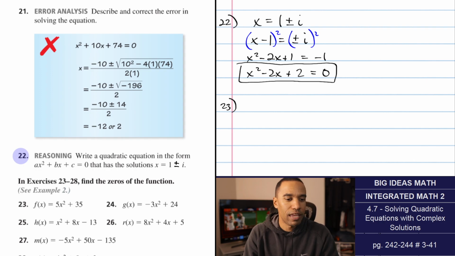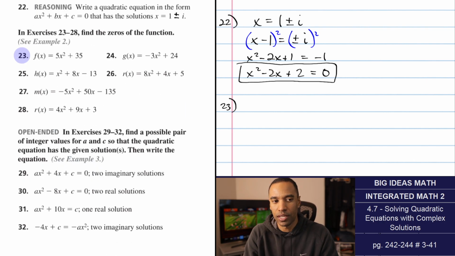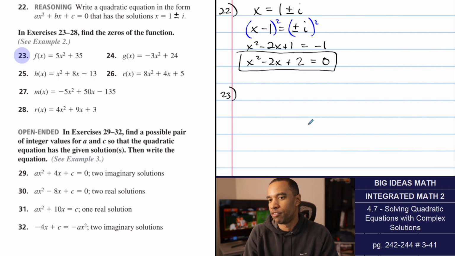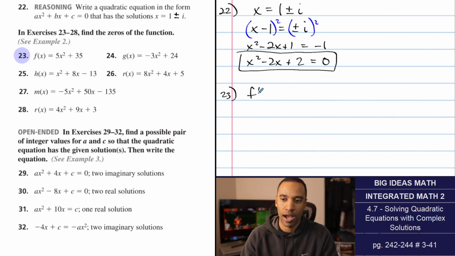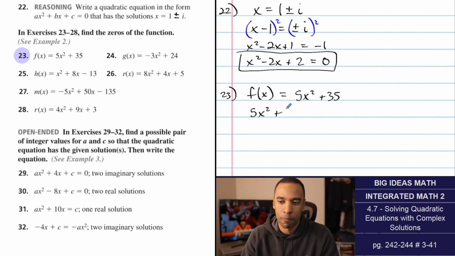All right, numbers 23 to 28, find the zeros of the function. These should be no different than what we did on numbers 7 through 20, with the exception of the very first step, which is where we have to set the y portion, the f of x, the g of x, all that, equal to 0. Everything else should be the same. They do not tell us or ask us to explain our method. I will probably continue and tell you which method I'm going to choose, though.